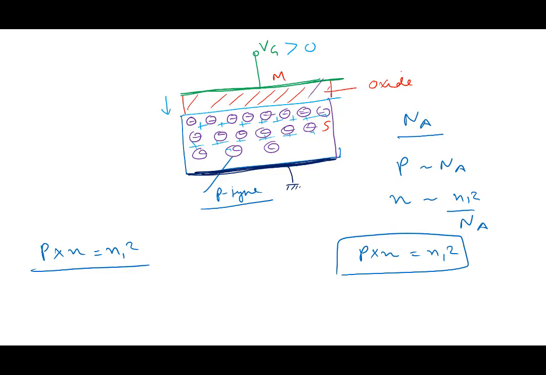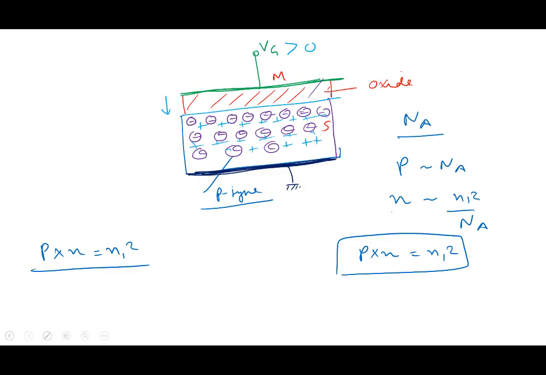But what are the charges here? You're right, there are holes here, but there are a few electrons also. So are you seeing that by applying Vg greater than zero, I can make PS, the hole density at the surface, less than NA? This is an important point: PS less than NA.